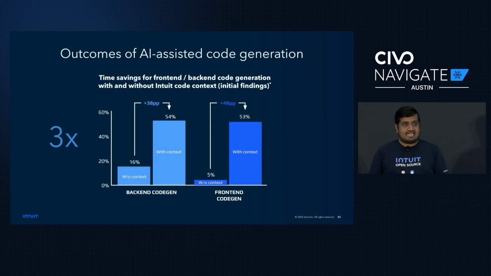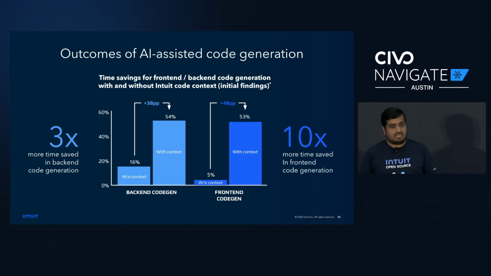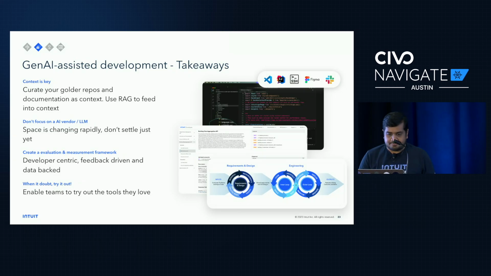The outcome of that is, as you can see in the charts, we 3x'd our developer velocity when we added context. On the backend code generation, we saw a 3x increase. On the front end side, we saw a 10x increase with context versus without. Again, without context, it would generate boilerplate code that was just not usable for company stuff. When we added the context, it produced code that was actually usable, that would pass our unit tests and our other internal linters as well.